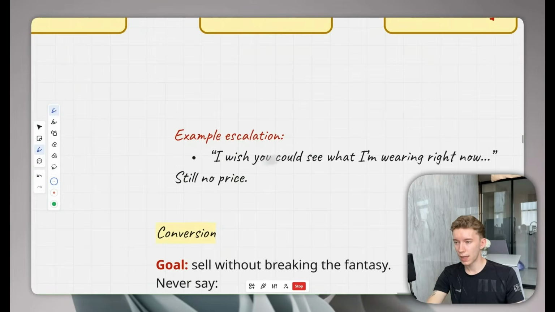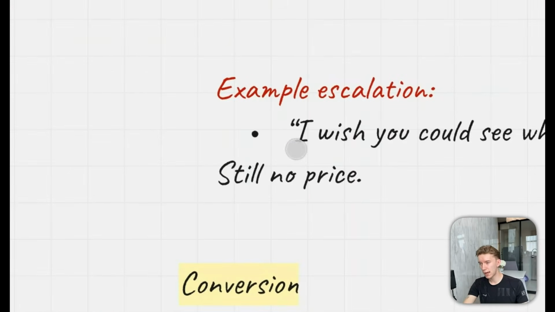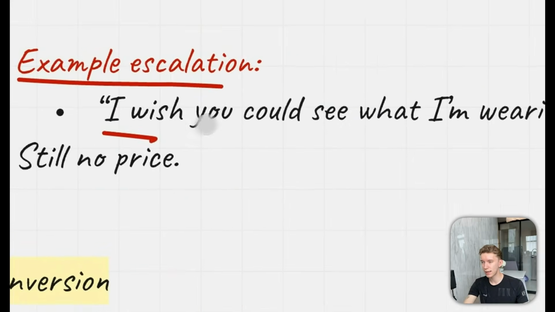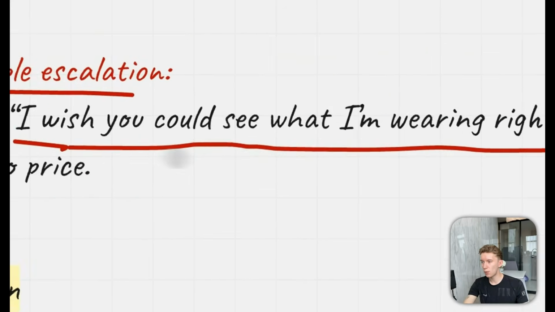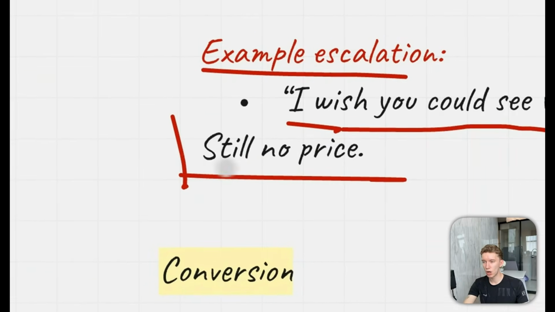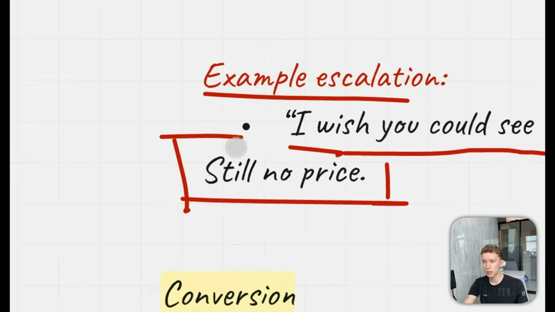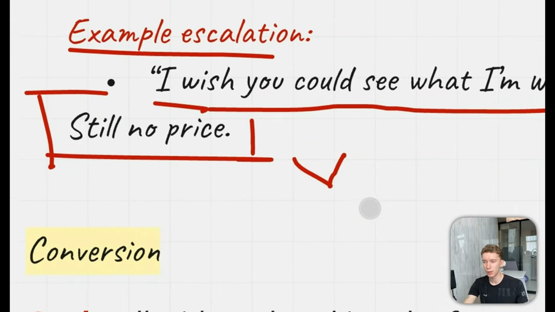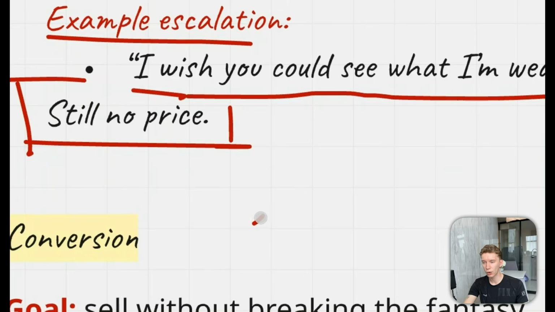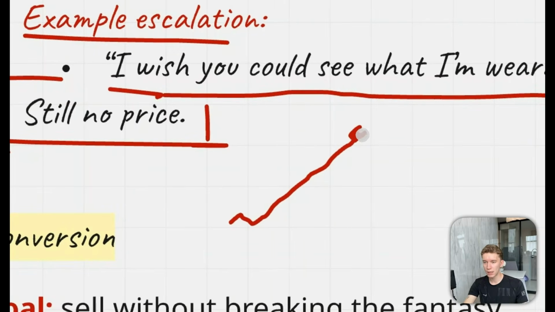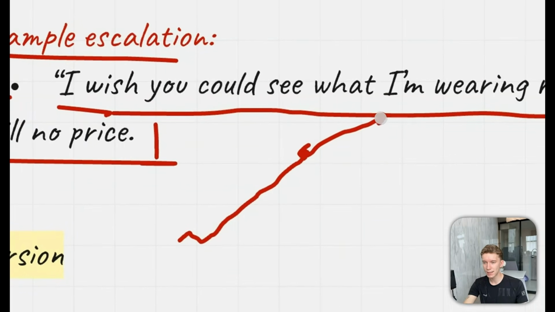So again, as I said, I gave you an example just there, but we'll give another one. An example escalation could be, I wish you could see what I'm wearing right now. And again, you're not selling anything right now. You're still building them up. It's all about building them up. Think of it like a graph, right? Like a crypto chart, right? You got to build them up and up and up and up and up. And right here is where you'd sell to them. And you got to build them up and up and up and up again, and then sell to them again.